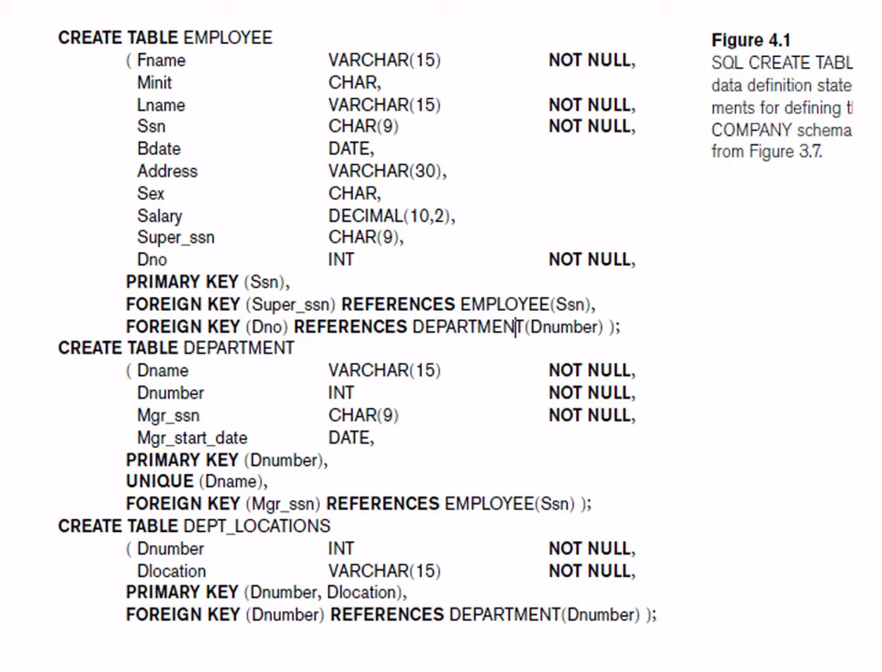So we have an employee table, which has the fields: first name, middle initial, last name, SSN, birth date, address, sex, salary, super SSN, and D number. These are the various fields and their data types.